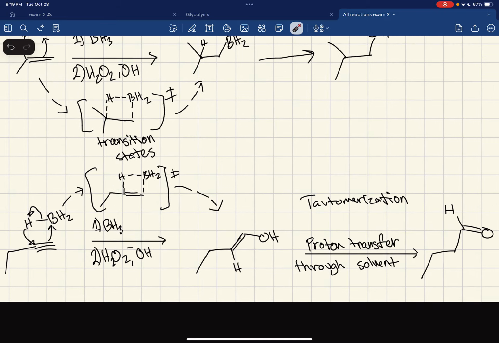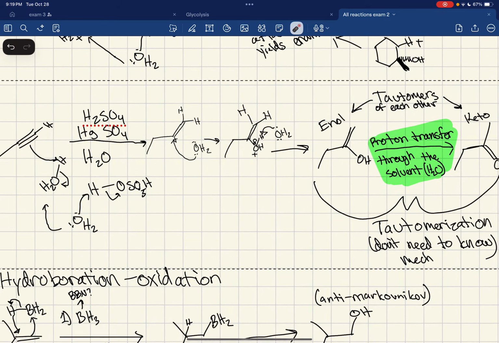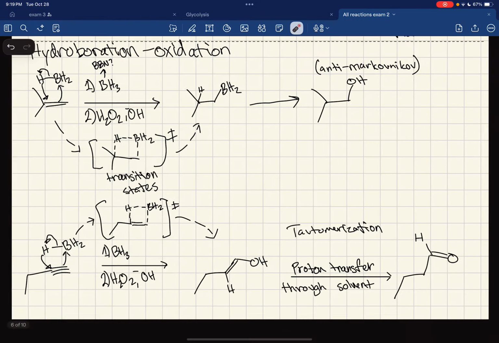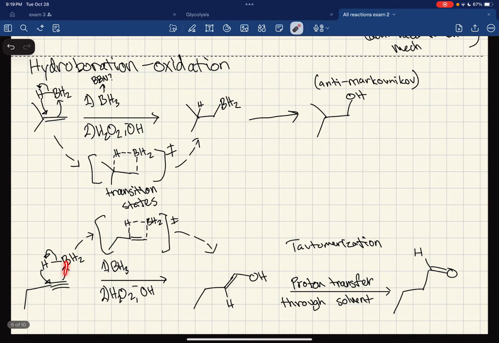The same thing happens as up here with an alkyne. Same exact thing, where the BH2 will be on the less substituted side and form this transition state, form this after a complex mechanism. I skipped this. I should have written that, but I didn't. I was tired. I'm still tired. And then you're going to get tautomerization. Proton transfer through solvent is what you need to write. And you're going to get this. This is the enol. This is the aldehyde.